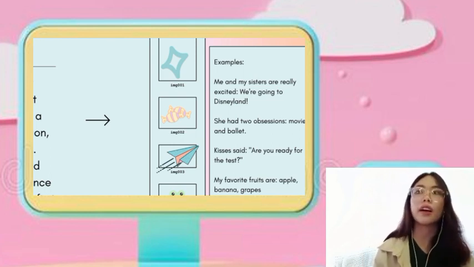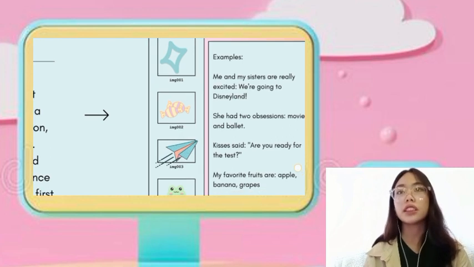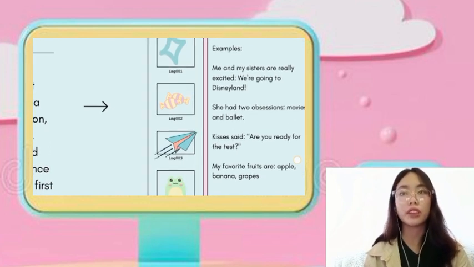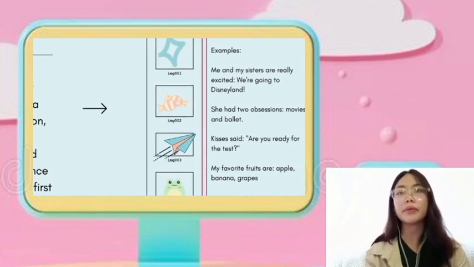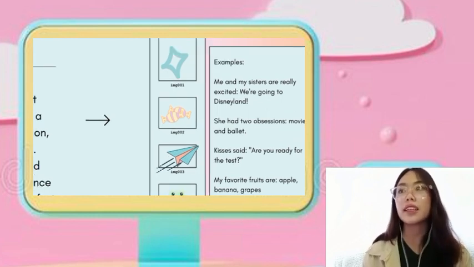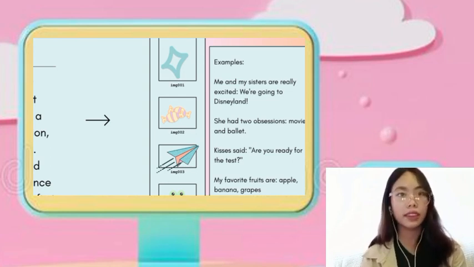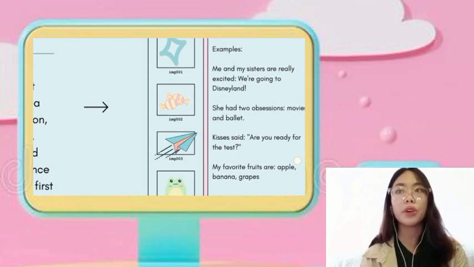Okay, so the first statement, me and my sisters are really excited, is an independent clause, meaning that it can stand on its own, or it doesn't need to depend on the other statement for it to be understood. And the second statement, we're going to Disneyland, is an explanation why the subject, me and my sisters, are excited. Okay, and they are joined together through the colon.